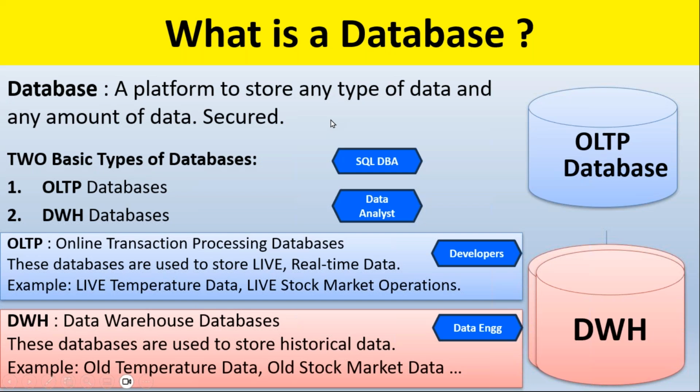Then we have the other one called data warehouse. What is that? This data warehouse is mainly to store historical data. The main purpose of a data warehouse is to store old historical data.